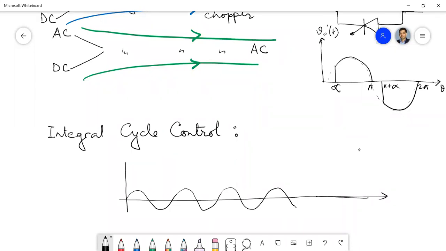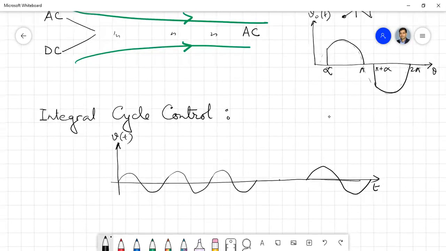One, two, three, four, and this 5. So out of these 5, I will make one complete cycle off like this. Suppose this is your V with axis t. Suppose this is your Vm.